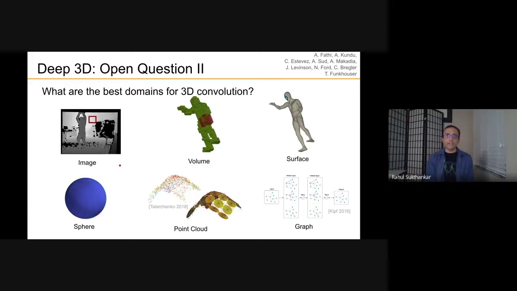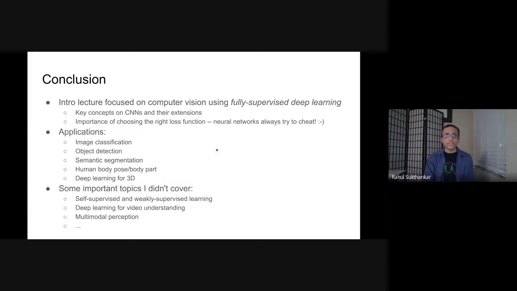I think there's a lot of interesting research happening when you treat neighborhoods as graphs versus surfaces and volumes. So if you're interested in these areas, there's a lot of rich exploration to be done. So to end precisely on time, in conclusion, this was an introductory lecture. We focused on computer vision using fully supervised deep learning. We tried to cover a lot of the key concepts behind neural nets and their extensions.